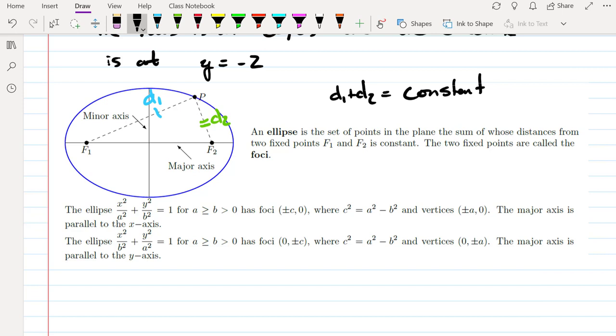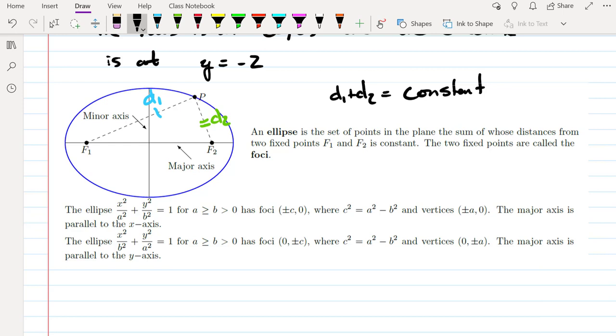So the ellipse of the form x squared over a squared plus y squared over b squared equals 1, when a is bigger than b is bigger than 0, has foci at plus or minus c, comma 0, where c squared is equal to a squared minus b squared, and vertices at plus or minus a, comma 0. And the major axis is the one that is parallel to the x-axis.